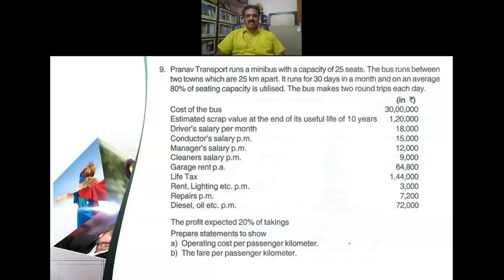Rent and lighting per month is given. It is a fixed one, and the repairs are variable. Diesel and oil are variable. And the profit expected is 20% of takings. So what price is to be fixed so that we can get 20% on takings? There is a question where you need to calculate the cost per passenger kilometer and the fare per passenger kilometer.